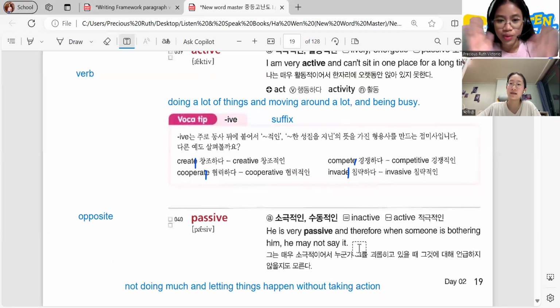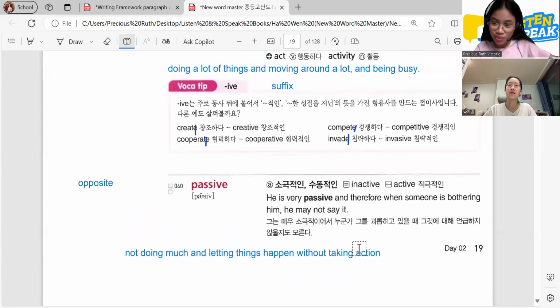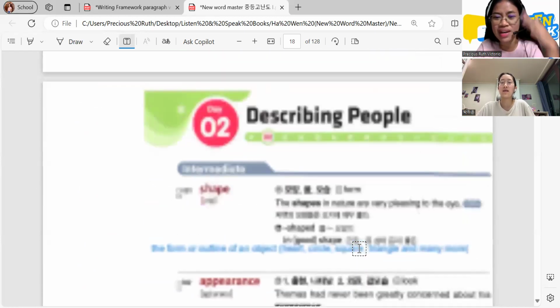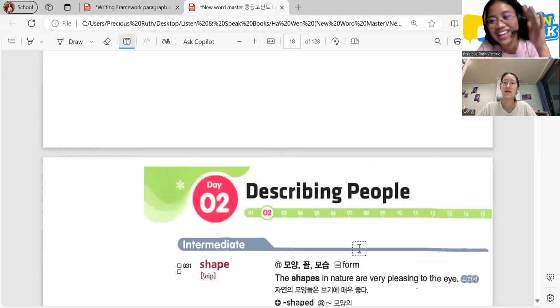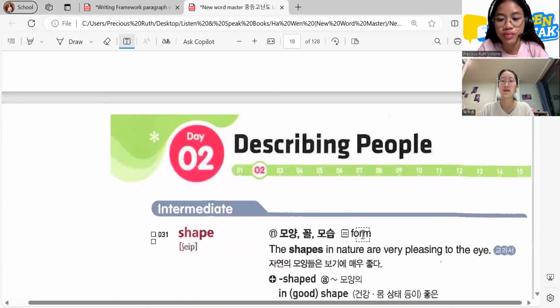Okay. So we're done with this one. Can we just review the words that we learned? Are we fast? I'm sorry. Okay. First is shape. What is shape again? We have the form and the outline of an object. Yeah, okay, very good.